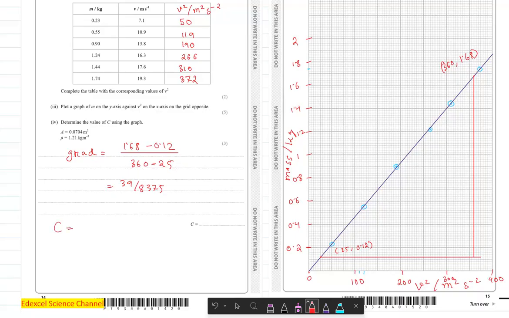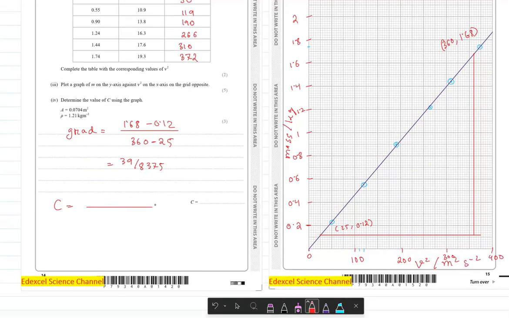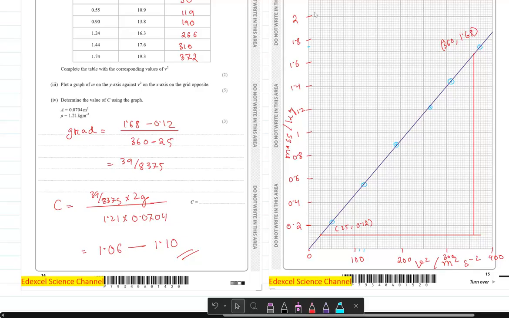Now to find out C, I am going to use this formula. So gradient, 39 over 8375, times 2g divided by 1.21 times 0.0704. And if you do this, I don't know if mine is entirely correct, but the method is correct, guys. It should give you something in the range of 1.06 to 1.10. And that is how you do question number 4.